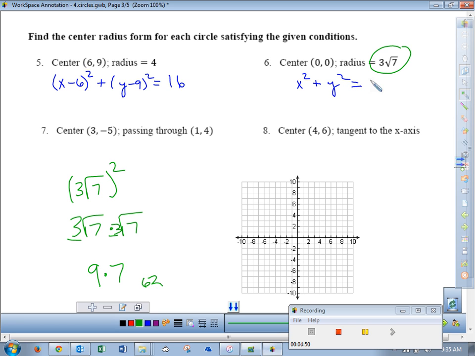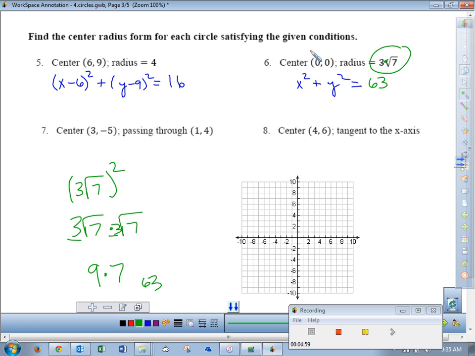The easy way to do it, in my mind, is do this. You got to square the 3 and get 9. You got to square this and get 7. And then you multiply that together, because isn't that what's going on? So you got to take 9 times 7 and it gives you 63.